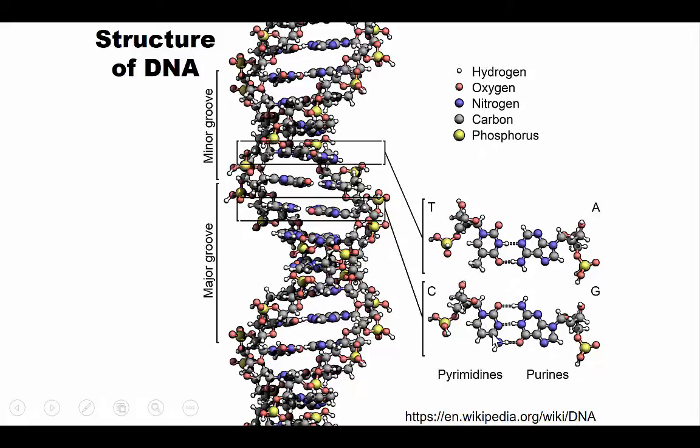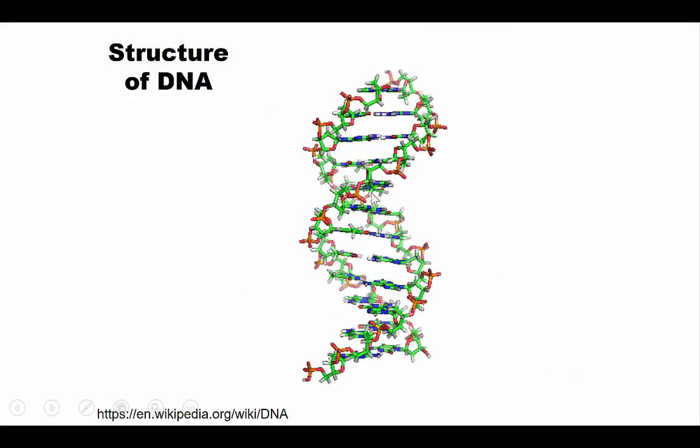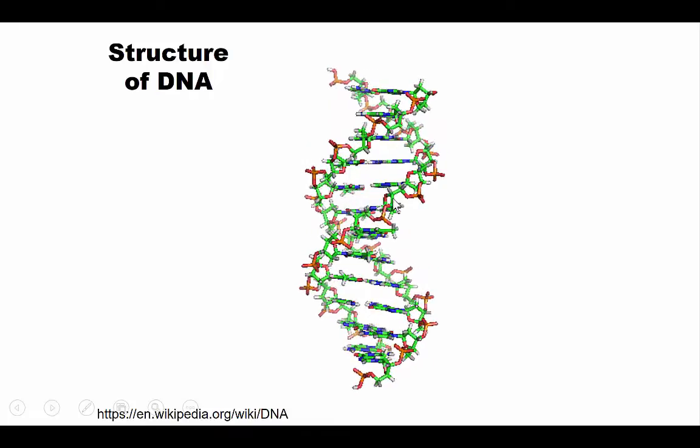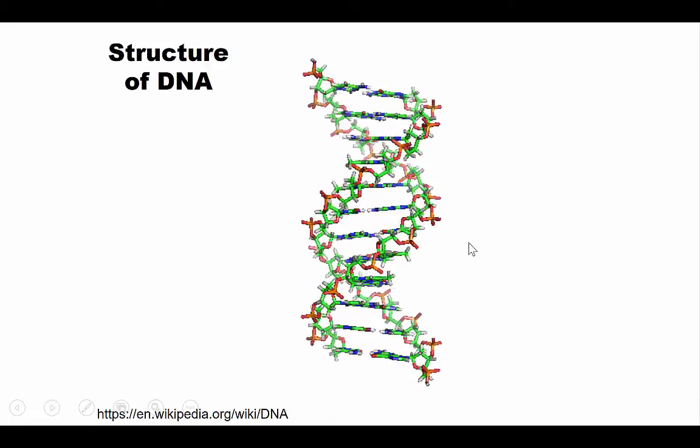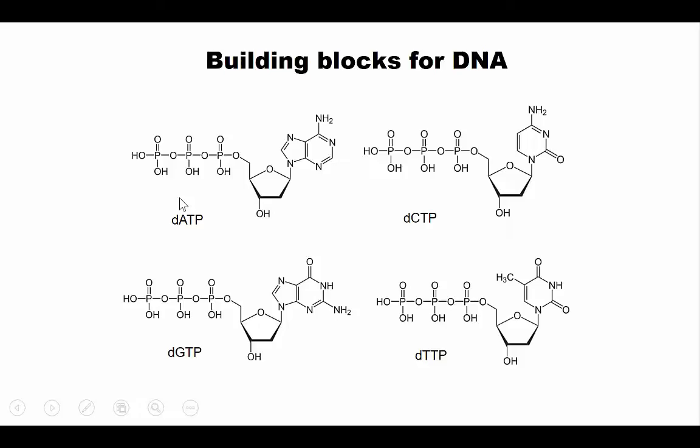Same way, here, this pyrimidine is oriented here, and this purine is oriented here. So this is the minor groove, and this is the major groove. Now this major groove and minor groove are connected in opposite directions here. DNA is this shape of double helical structure.